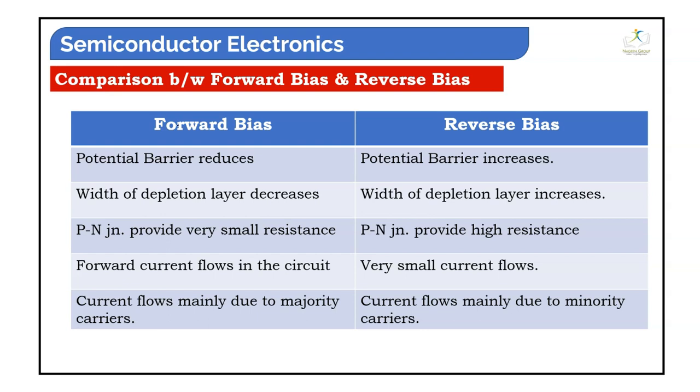So if we compare forward bias and reverse bias: in forward bias the potential barrier reduces, in reverse the potential barrier increases. The width of the depletion layer decreases in forward, and increases in reverse. The PN junction provides very small resistance in forward bias, and very high resistance in reverse. In forward bias, forward current flows, and in reverse a very small amount of current flows. In forward bias, current flows mainly due to majority charge carriers, and in reverse, due to minority charge carriers.